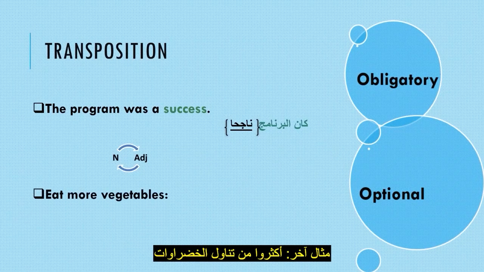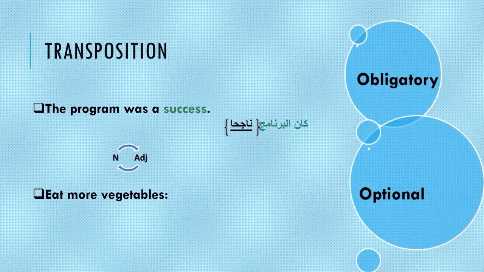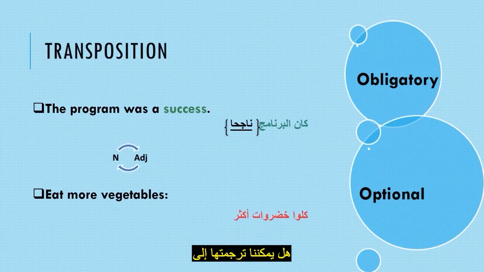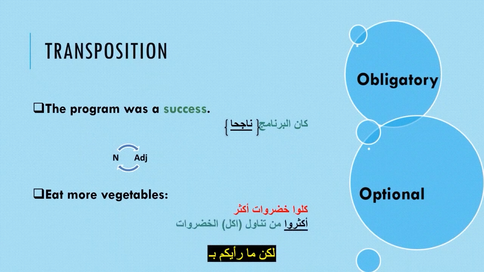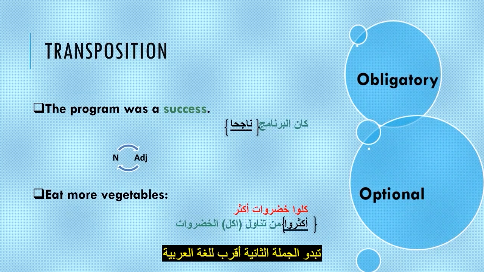Another example. Eat more vegetables. Can we say كلوا خضروات أكثر? It's okay. But what about أكثروا من تناول الخضروات؟ أكثروا من أكل الخضروات. أكثروا من الخضروات. The second is more natural in Arabic.